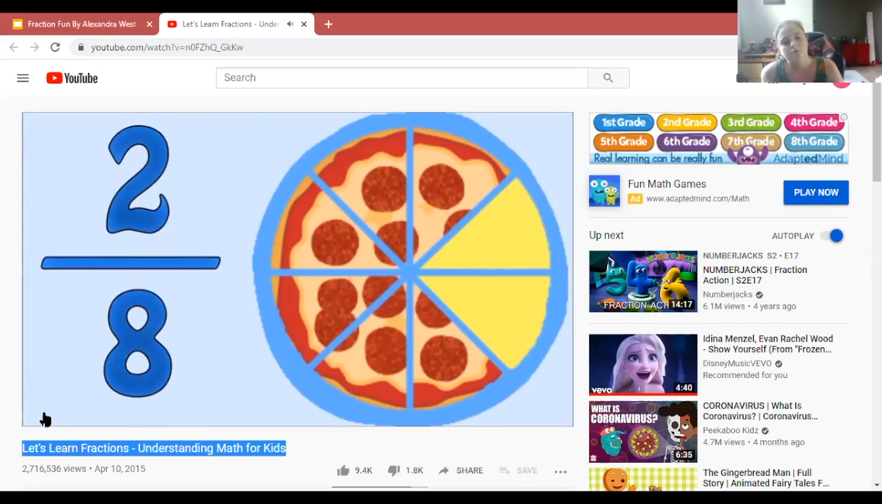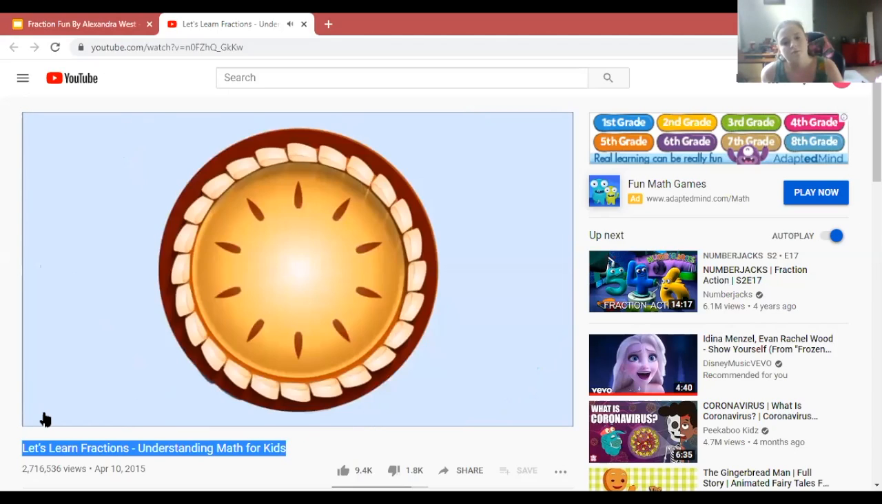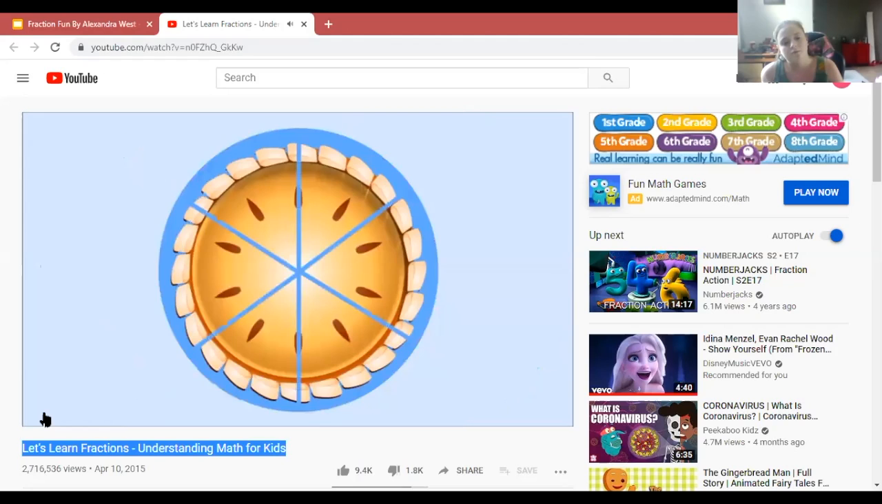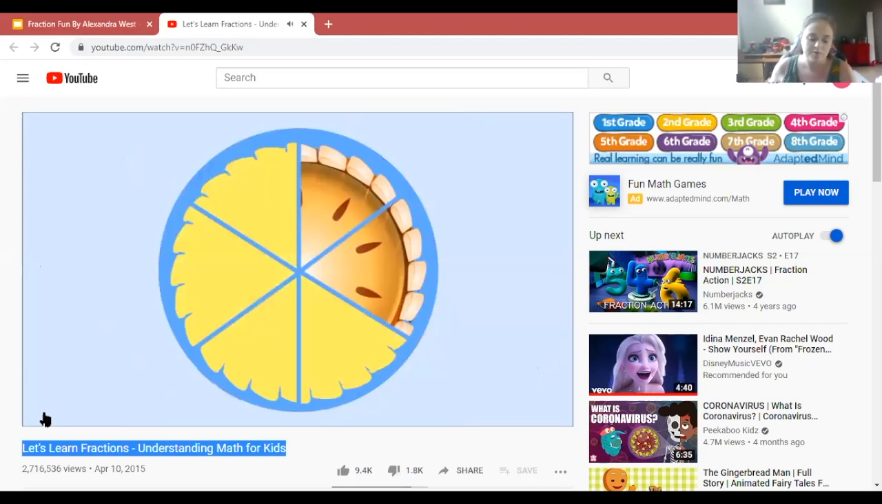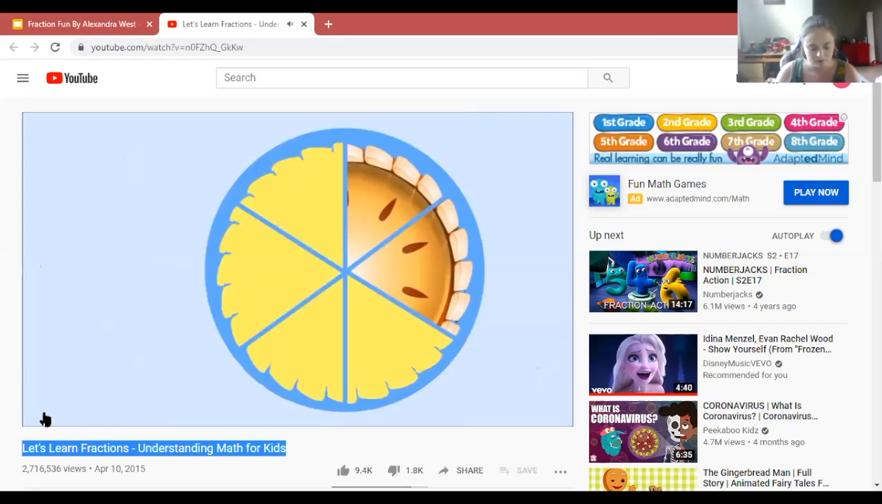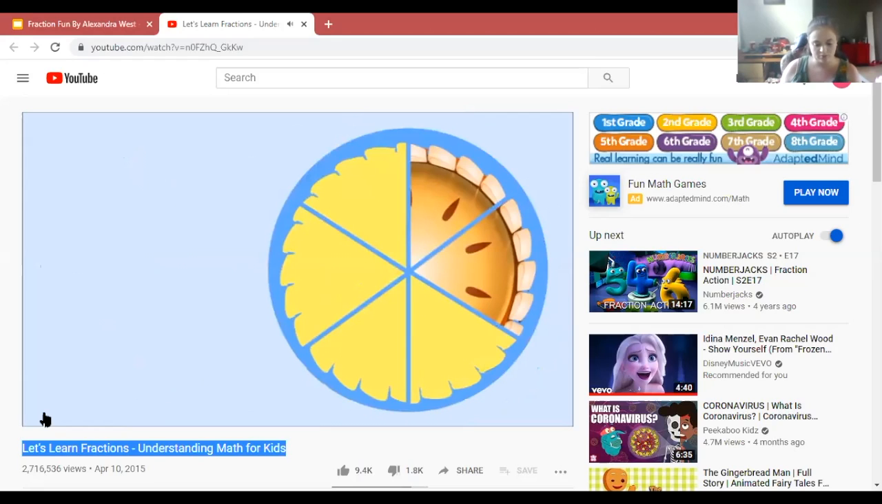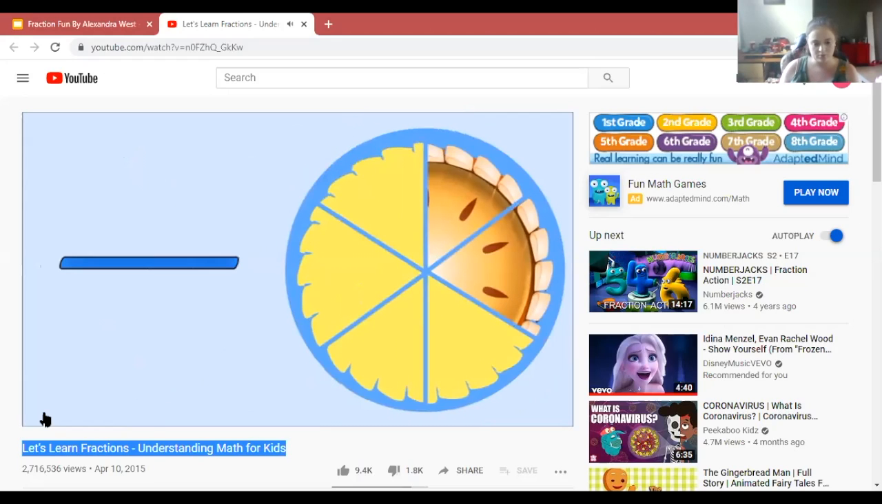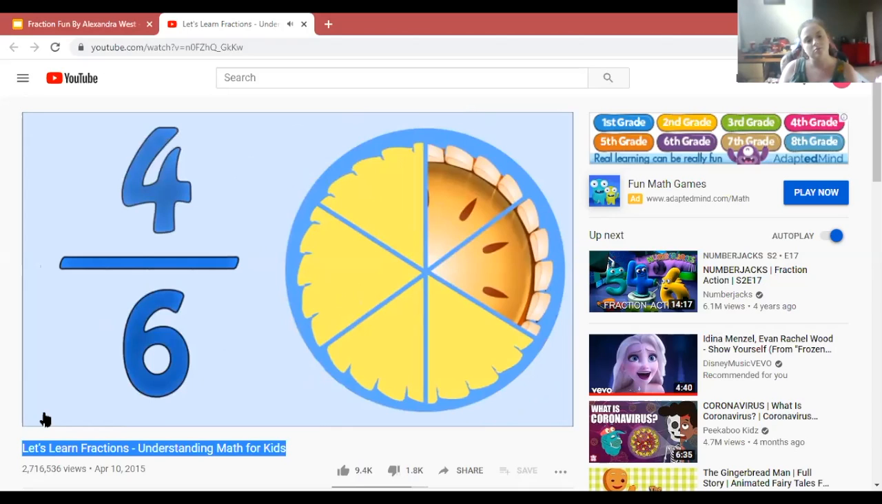Let's try another example. This pie is divided into 6 pieces, and you eat 4 pieces of it. If there were 6 pieces of pie and you eat 4, what is the denominator of your fraction? That's right, 6. What is the numerator? Yep, it's 4. That means that you ate 4/6 of the pie.